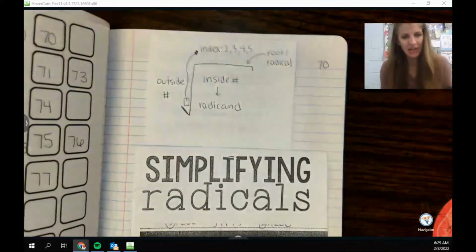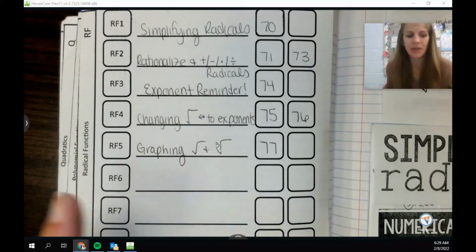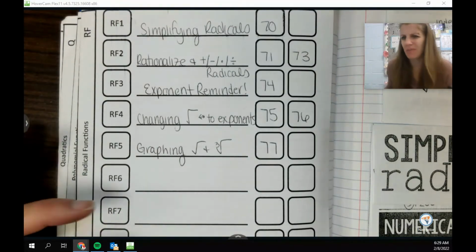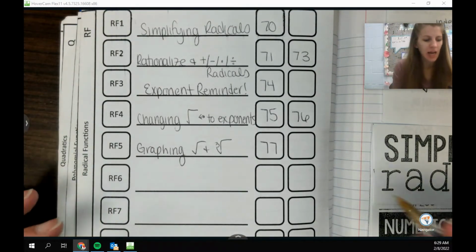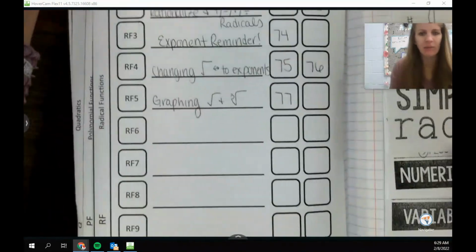Alrighty guys, let's add to our notes today. This is kind of going to be the last section that we do in this chapter, but we're going to do a little mini chapter at the end of this. So that's why there's all these extra lines here. Let me move this just a little bit.